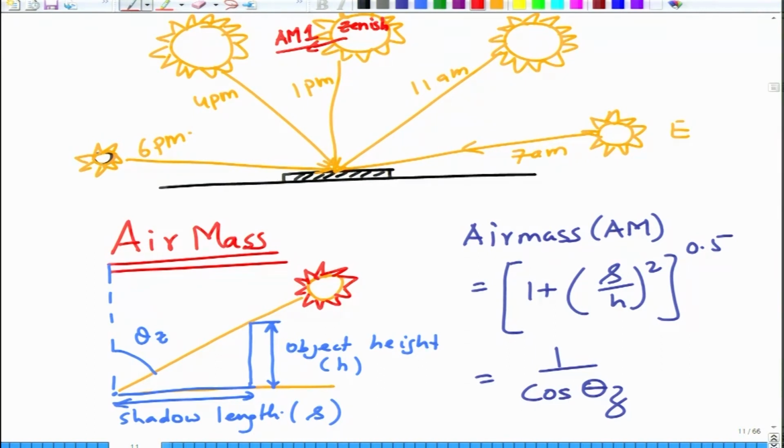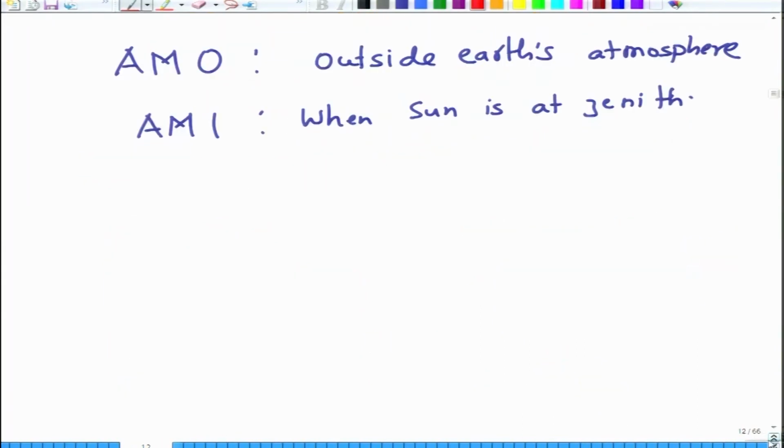And AM0 is undefined in terms of 1 over cos theta, because cos theta can take values between 0 and 1, so you can't define it on that basis. But basically AM0 means you have nothing falling, so it is outside Earth's atmosphere, and the sun is not falling. So you can say AM0 is basically undefined. And then another value which is defined is called AM.